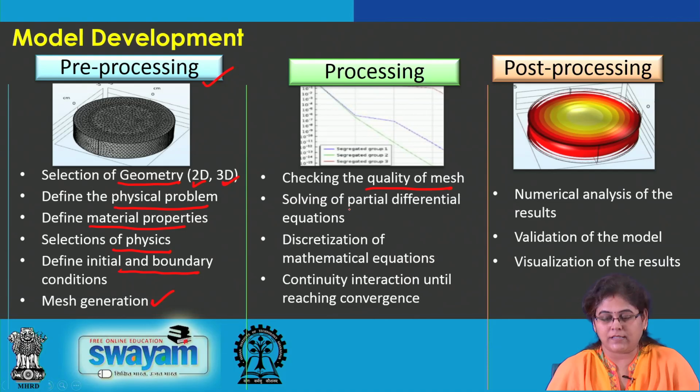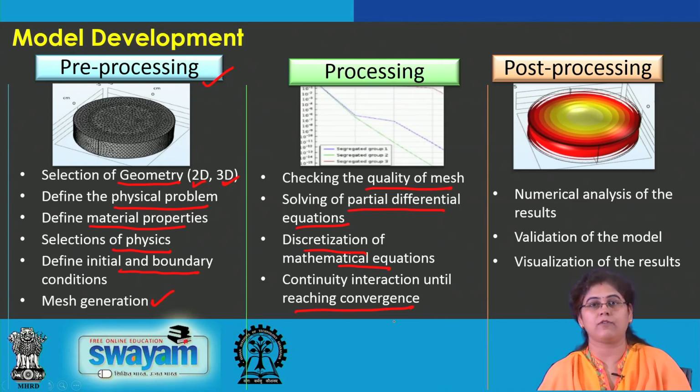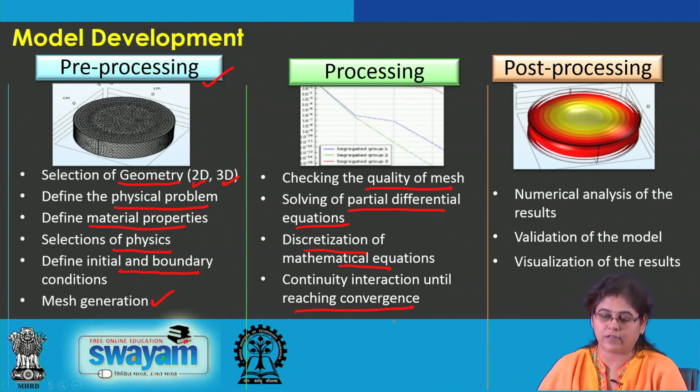Then the partial differential equations for solving the heat and mass transfer phenomenon during the drying process have to be taken care of using different modeling platforms. Then discretization of mathematical equations will be taken care of during the processing stage, which ultimately helps in achieving the convergence for giving us the optimum simulation results.